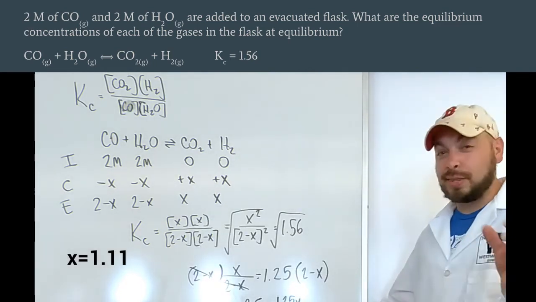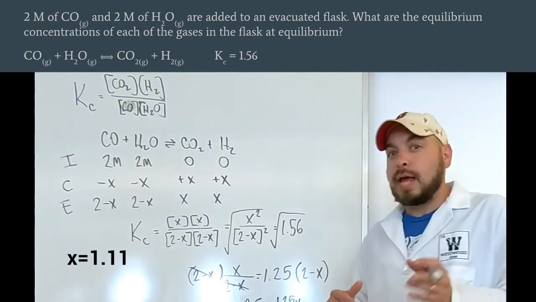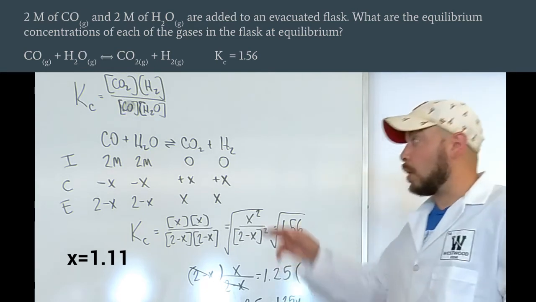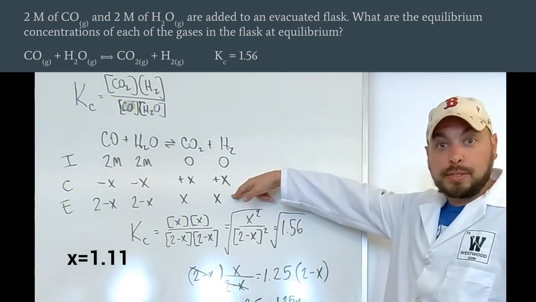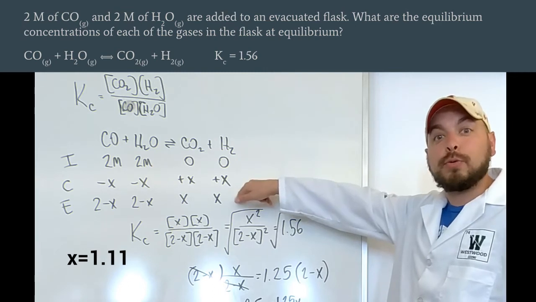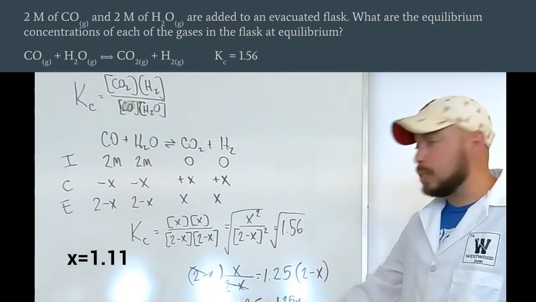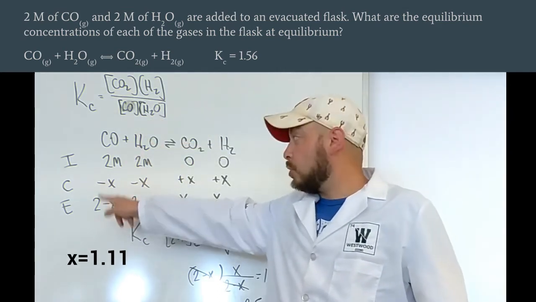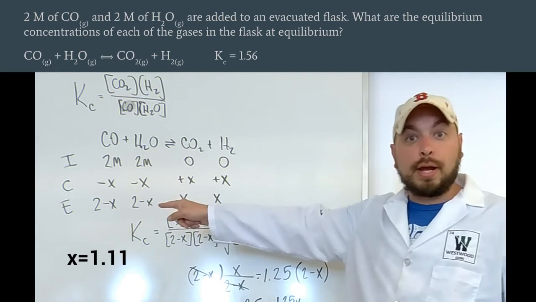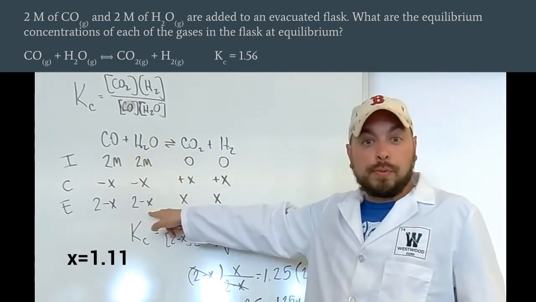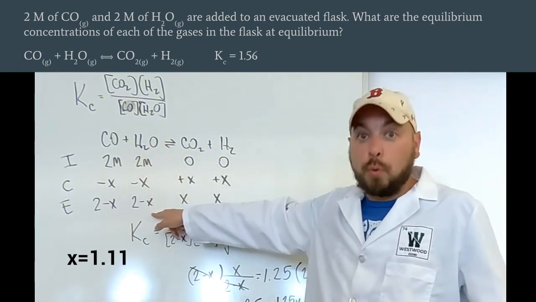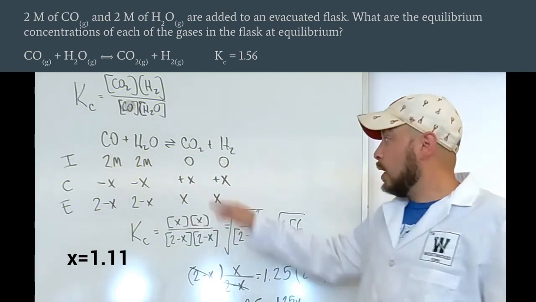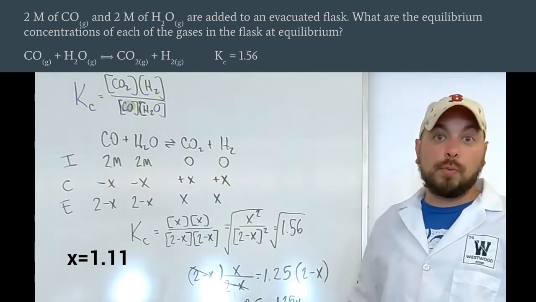1.11. Now, here's the thing. Normally you say, hey, I found x, I'm done. But in this case, you're not. Because remember, our end game was to figure out our equilibrium concentration. So now what we need to do is plug back into our rice table. So if I know x is equal to 1.11, then the concentration of CO is 2 minus 1.11, so 0.89. The concentration of H2O is 2 minus 1.11, so 0.89. The concentration of CO2 is 1.11, and the concentration of H2 is 1.11.